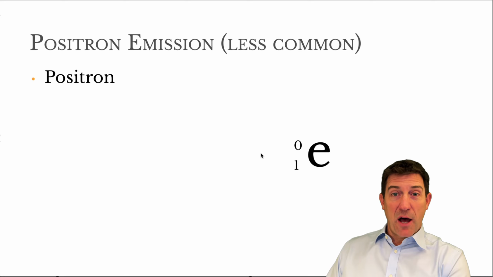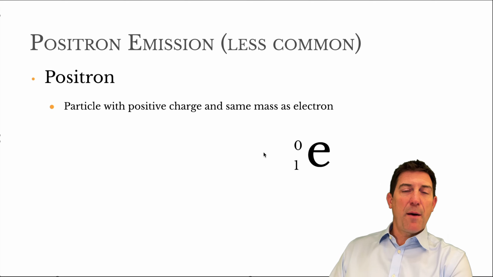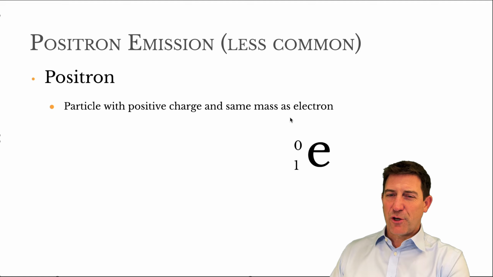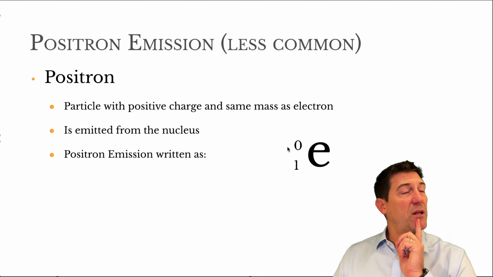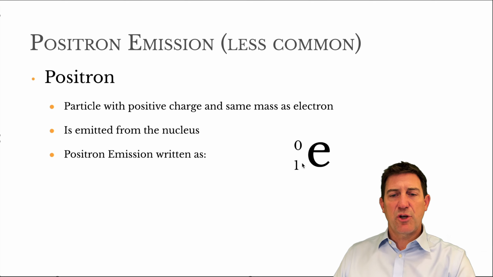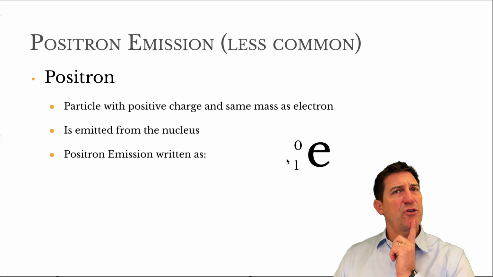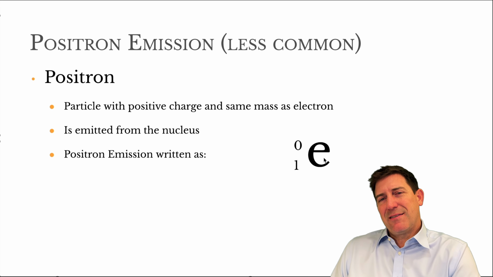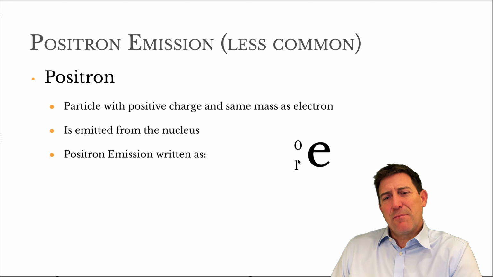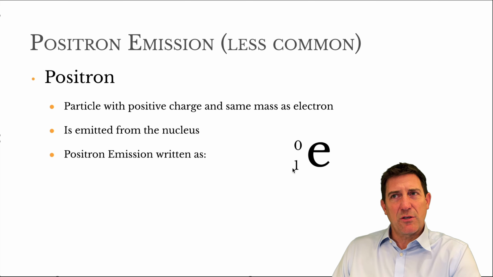The last one is positron emission. A positron is a particle with a positive charge that has the same mass as an electron. So a positron is written this way. It has a mass of 0. Electrons have a mass of 0. It has a charge of 1. Electrons have a charge of -1. So we write it this way because essentially it's an electron, but it's an electron that's got an opposite charge.